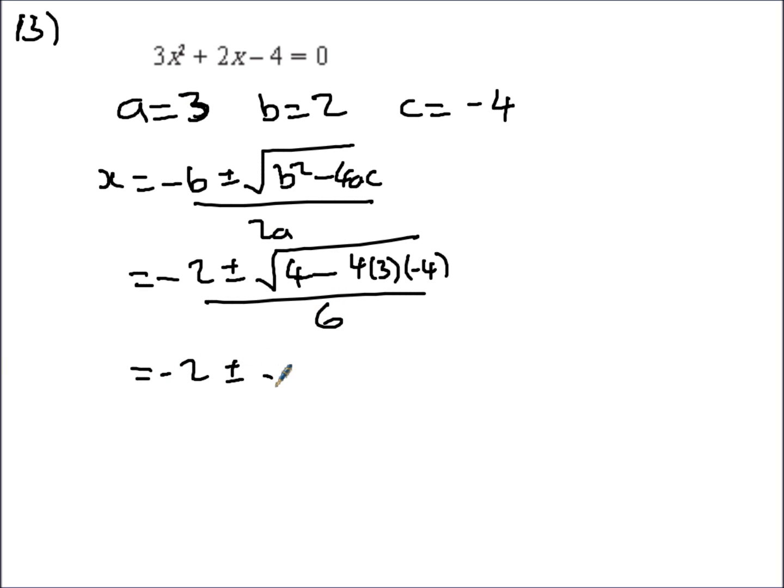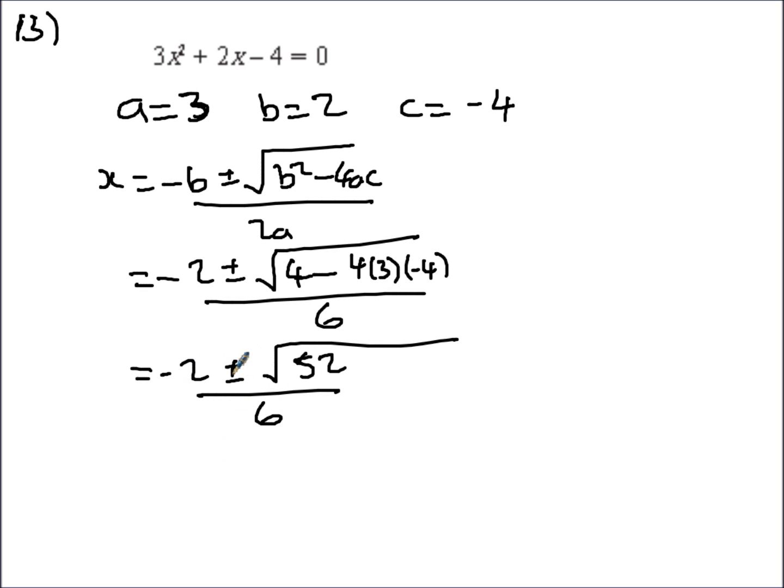Simplify that again. Try and do this in one go now. Well, 4 times 3 is 12. 12 times minus 4 is minus 48, but it becomes an add because it's minus minus, so that becomes 52 over 6.